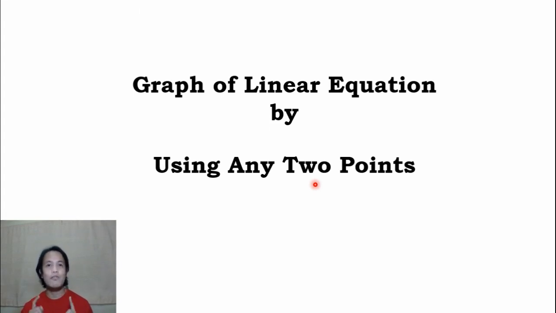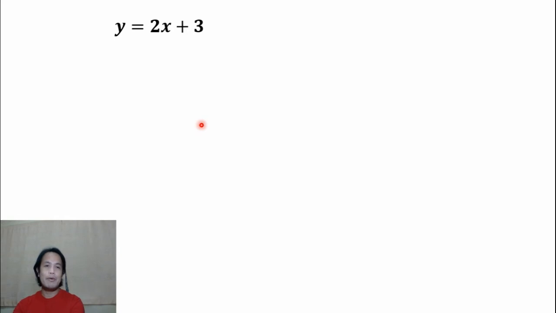So this topic is for junior high school students. So let's proceed now to our examples. So how do we plot the graph of linear equations in two variables by using any 2 points? So let us proceed directly to our example.